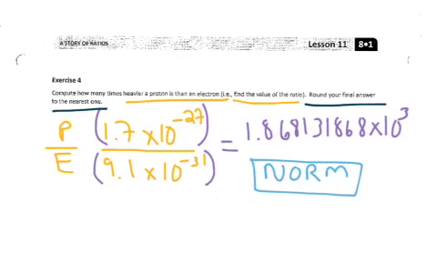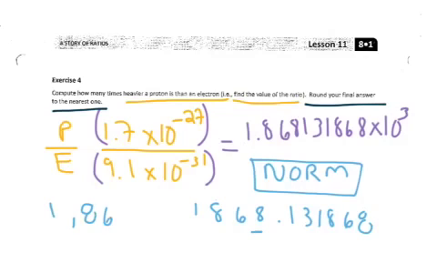So if you do that in your calculator, you get the standard notation. You would roughly get 1,868.131868, but it just says to round to the nearest ones place, so your final answer would be 1,868. So like I said, here's your answer in scientific notation, here's your answer in standard notation rounded to the nearest one.